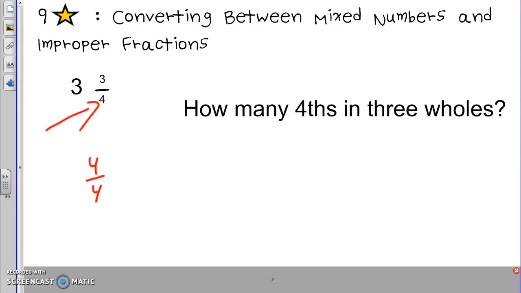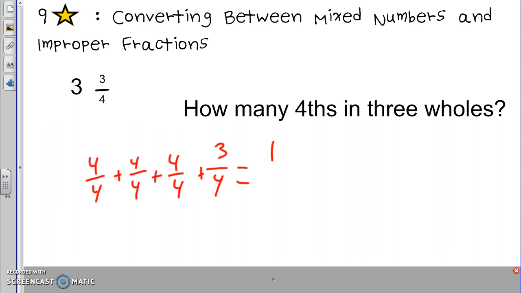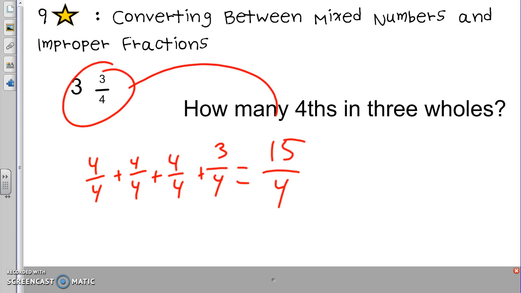3 and 3 fourths. We're going to see how many fourths are in 3 wholes. 4 fourths is 1 whole, plus 4 fourths. That's 2, plus 4 fourths. That's 3. That's 3 whole things, plus an additional 3 fourths. I'm going to get a total of 4, 8, 12, plus 3, that's 15 fourths. So 3 and 3 fourths is equal to 15 fourths.